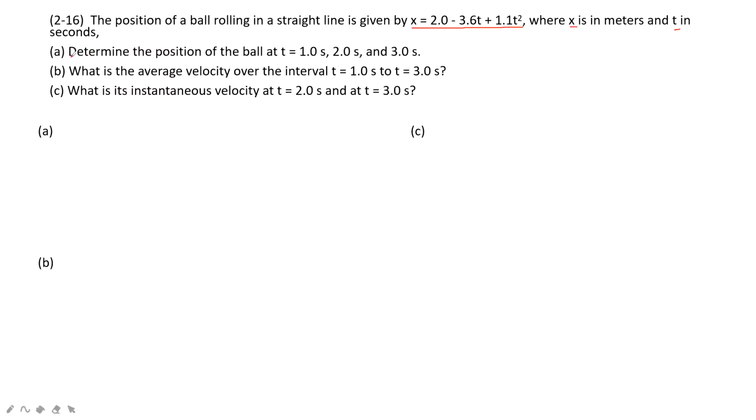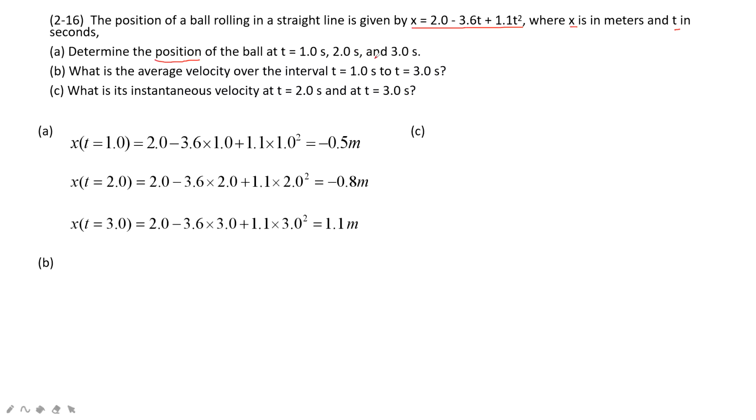The first part, question A, asks us to determine the position of this ball at the time 1.0 second, 2 seconds, and 3 seconds. And because it gives us the position and time t function, it's very simple. We just need to input the time 1 second, 2 seconds, and 3 seconds inside and do the calculation.